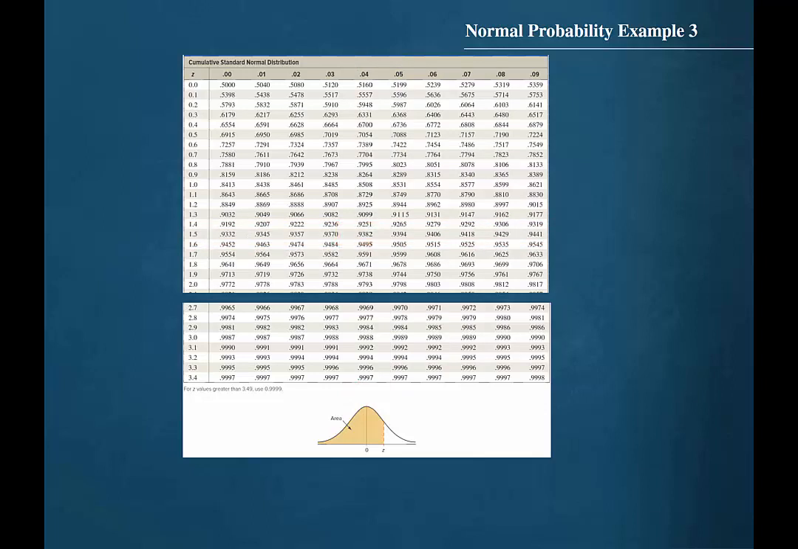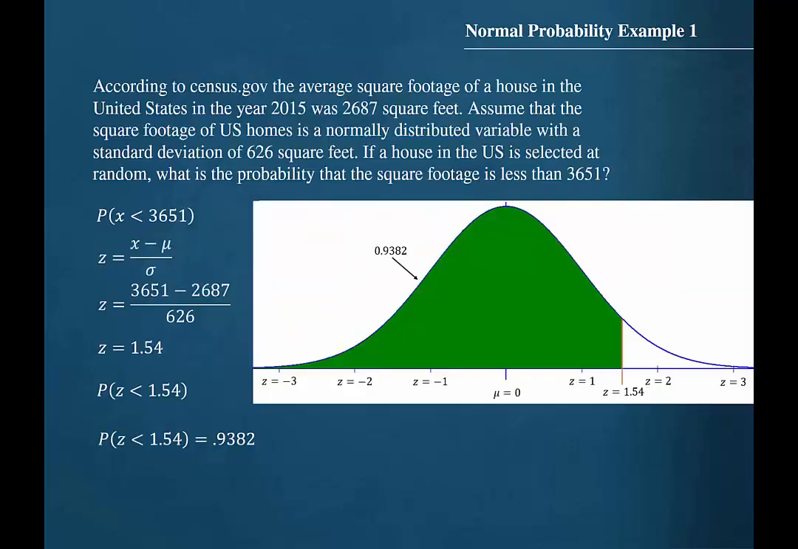We see at the bottom of this table the picture of the normal distribution. The 4 decimal place values in the body of the table correspond to the shaded region in the picture of the normal distribution. The shaded area under the curve corresponds to the probability that z would be less than 1.54. So the probability that the square footage of a randomly selected home in the United States would be less than 3,651 is equal to 0.9382.